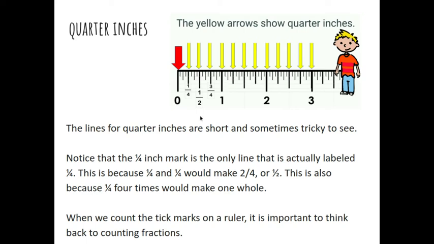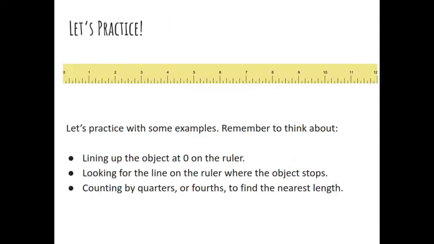Even though our model only shows between 0 and 1 inches, remember back to one of our first slides where we reviewed that the same space happens in between every single inch. When we count the tick marks on a ruler, it's important to think back to counting fractions. Let's practice with some examples. Remember to think about lining up the object at 0 on the ruler. Remember to look for the line on the ruler where the object stops. And remember counting by quarters or fourths to find the nearest length.